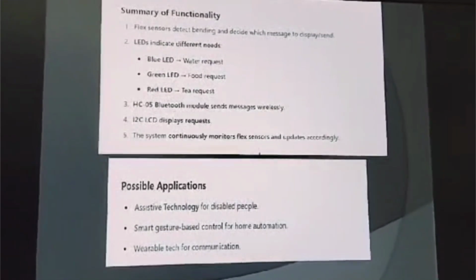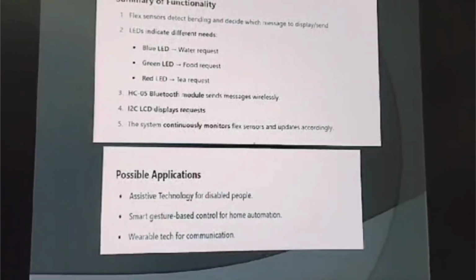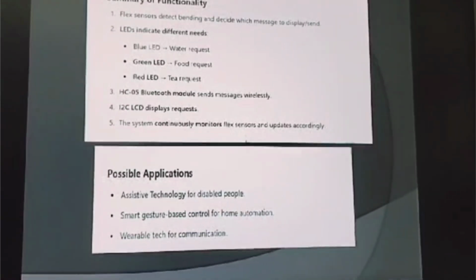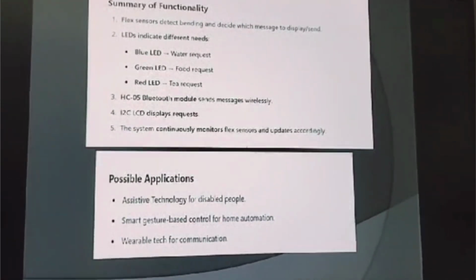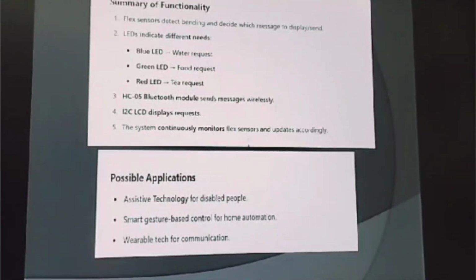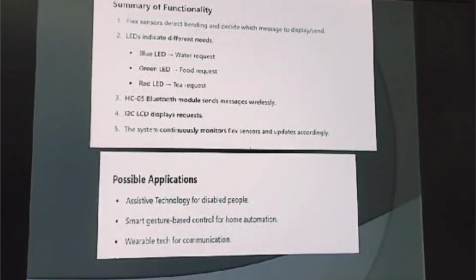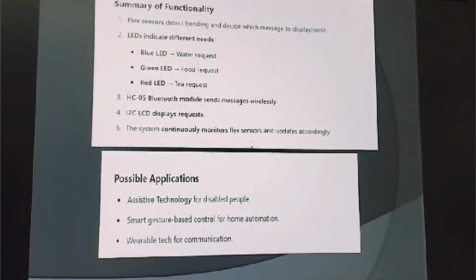Flex sensors detect the bending and decide which message to display. LEDs indicate the different needs: blue LED indicates water, green LED a food request, red LED a tea request. The HC-05 Bluetooth module sends a message wirelessly. The I2C LCD displays the requests. The system continuously monitors the flex sensors and updates accordingly.